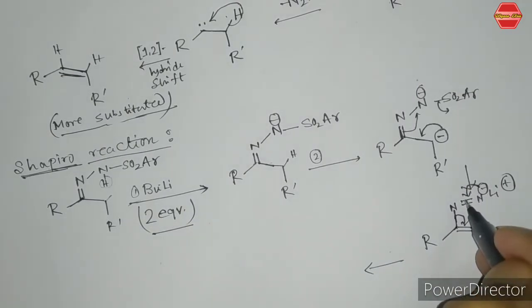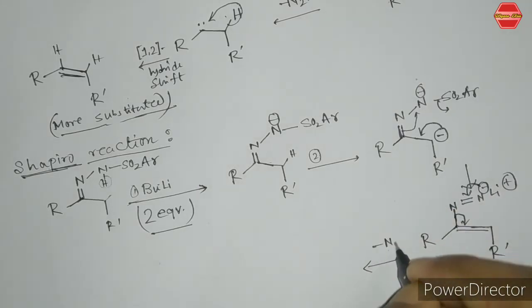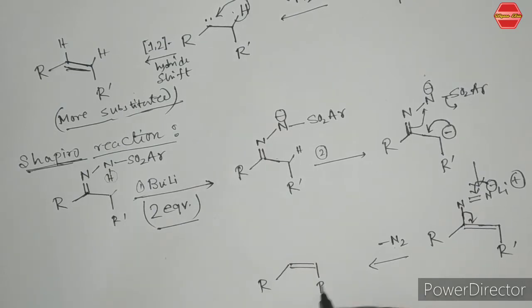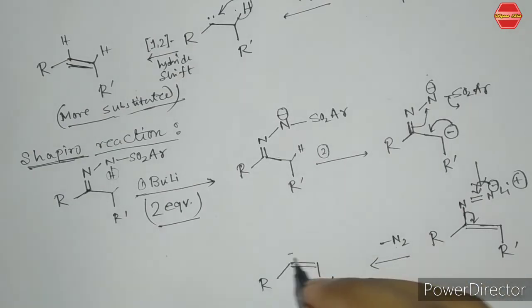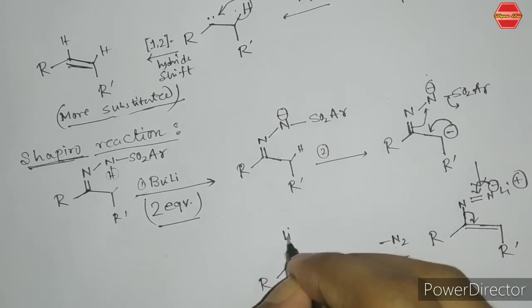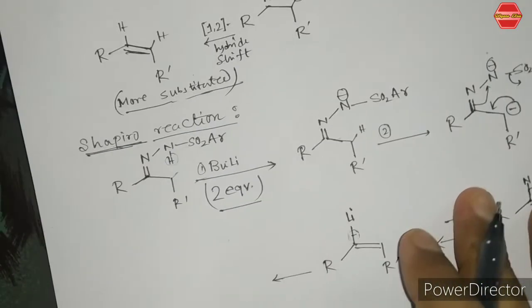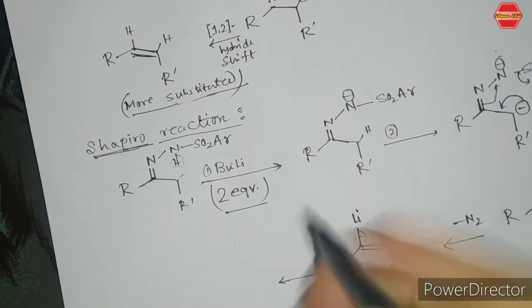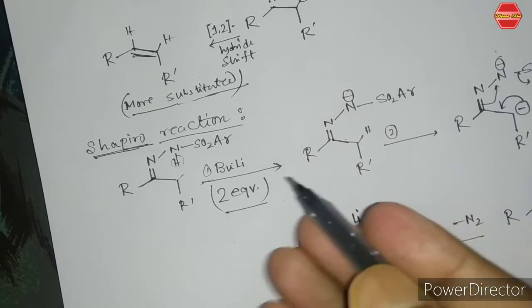The negative charge goes here, and nitrogen can easily leave from the system as a gas, and there is a formation of a negative charge, so it can coordinate with the lithium side easily. After that you have to add an aldehyde, a kind of electrophile. In the question, the electrophile is given in the form of formaldehyde.